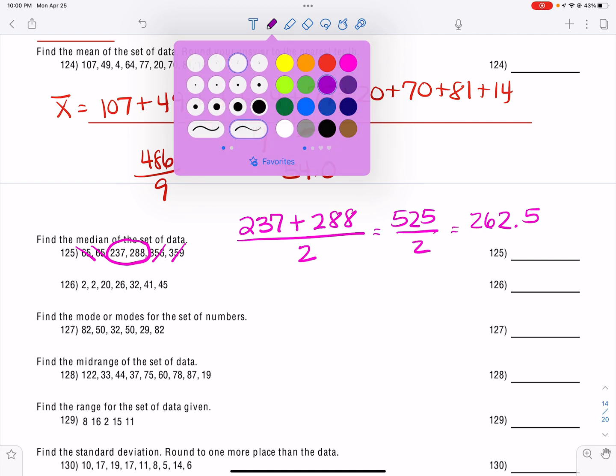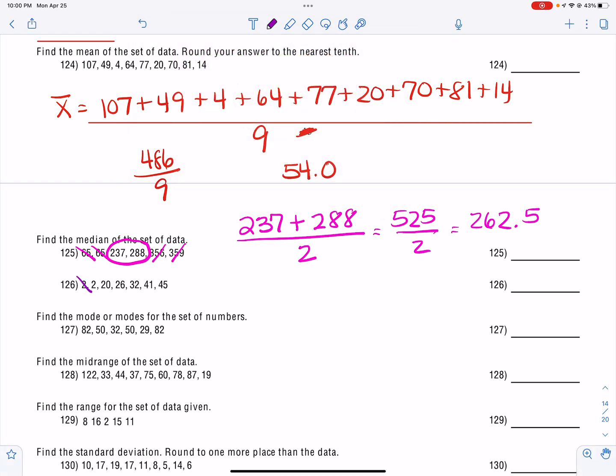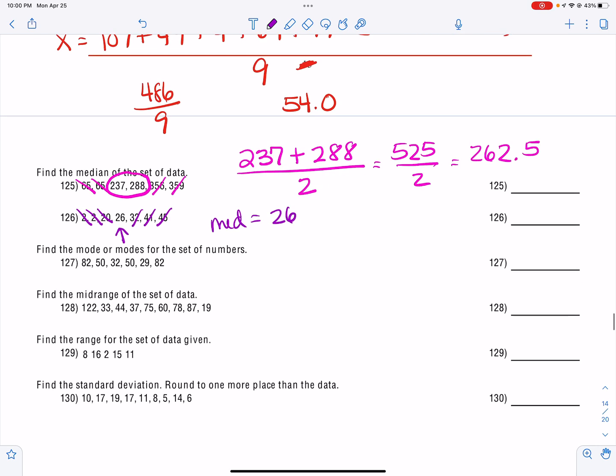In the next one, I'm going to cross off a low and a high, a low and a high, a low and a high, and what's left, the median, is the exact middle, which is 26. Okay, remember the mode is the number or numbers that appear the most. So 82 appears twice and 50 appears twice. So this one is bimodal, and you would just list them in any order separated by commas.